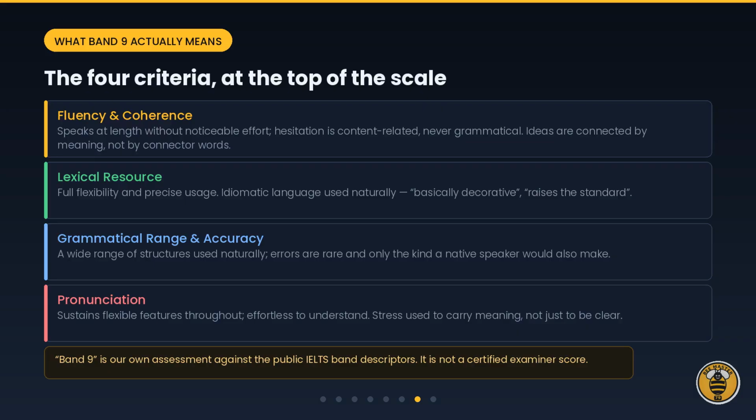And here is what the 4 criteria are actually asking for at the top of the scale. Read the third one carefully. Band 9 does not mean 0 errors. It means the errors you make are the kind a native speaker would also make. That should be a relief.